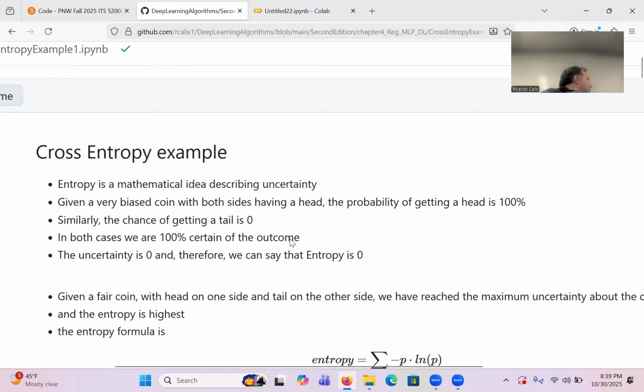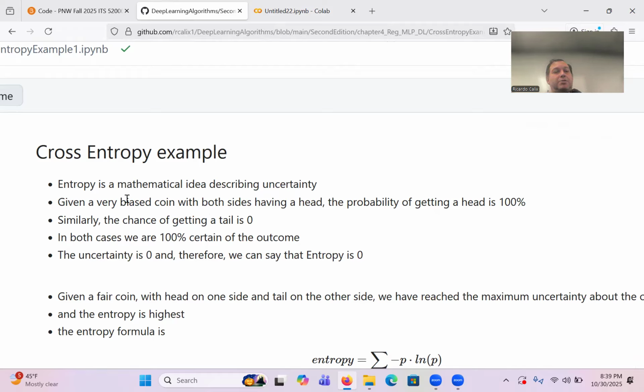Entropy is a mathematical idea describing uncertainty. Think of classification. We always say the label says this is a cat versus a dog, but we are uncertain of our prediction. We predict a vector where we say it's 0.6 cat, 0.4 dog. So there's uncertainty there, and we want to use this metric to figure out and improve our model.